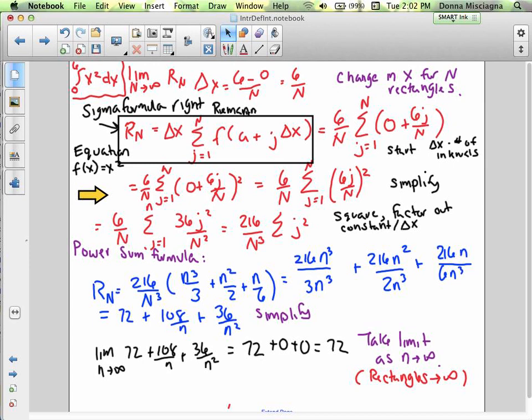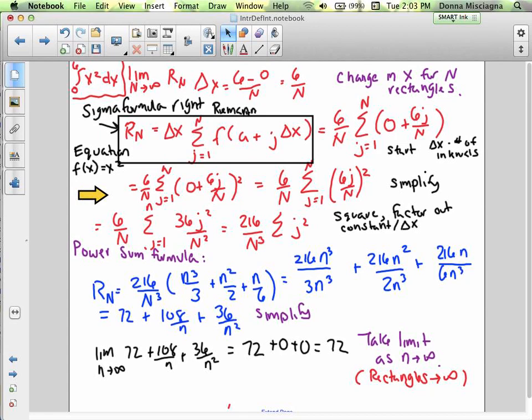All right, so we distribute the 216/n cubed to each of those terms. That gives us 216n cubed divided by 3n cubed. Well, that reduces to 72. We have 216n squared divided by 2n cubed. That'll simplify to 108/n. We have 216n divided by 6n cubed. That'll reduce to 36/n squared.